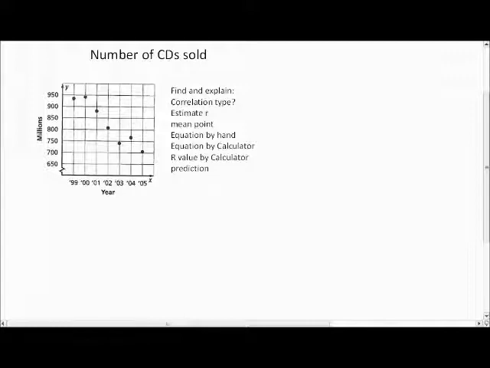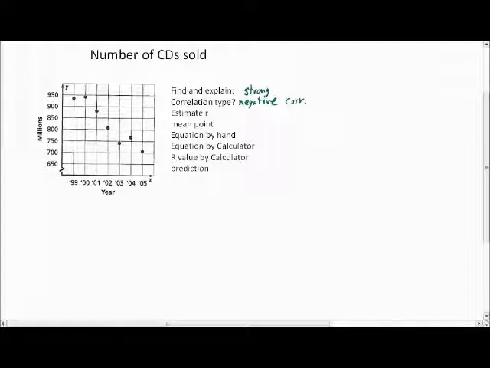I've just kind of made little notes here, but on a celebration or quiz, of course, you would have actual questions. You know, it would be a little bit more specific about what it's looking for. All right, so first we go for correlation type. Well, looking at this, it's going down, which means it's a negative correlation. And it looks pretty close, you can definitely tell that it's going straight down, that it's linear. So I would say it's a strong negative correlation.